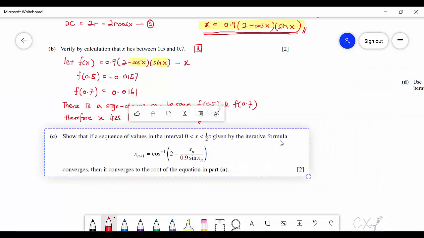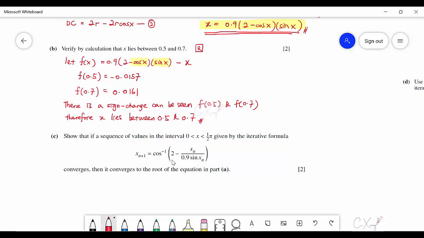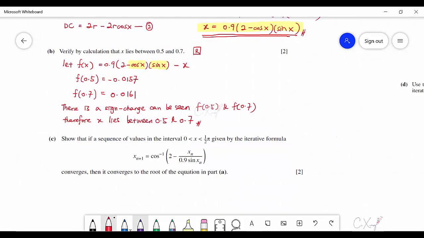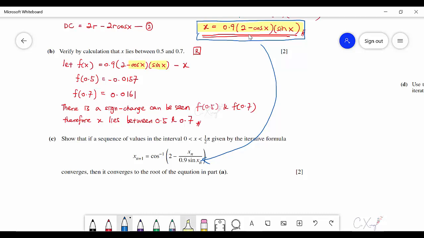All right, so for part C, they want you to show that the sequence of values in this interval given by the iterative formula converges, then it converges to the root of the equation in part A. So for this kind of question, generally what they want is very simple. You just need to try some way to start from the original equation in part A, which is this one, and prove to get this iteration formula. All right, so this is what the question wants.